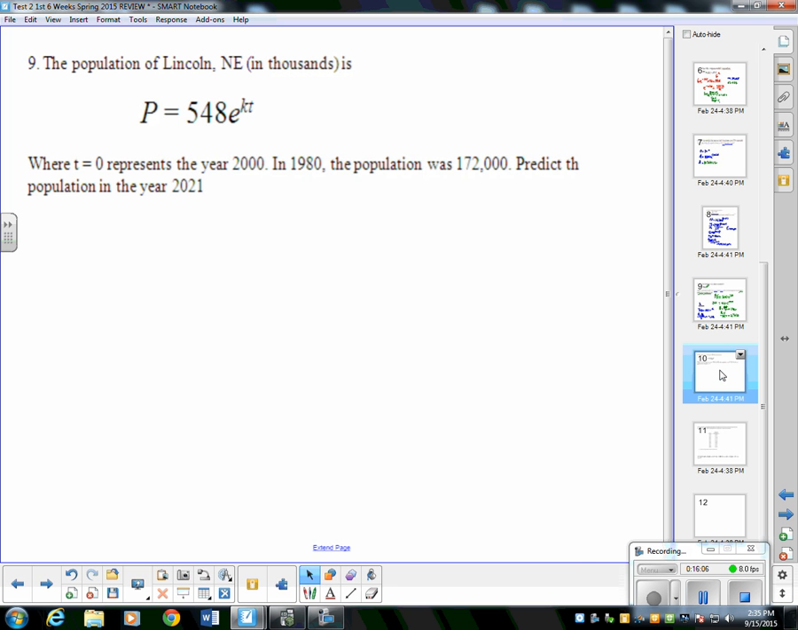So this is much like the previous one. We want to predict the population when t is going to be 21. Now the reason we're using 21 is because 0 represents 2000. 2021 is 21 years past 2000. So for us to solve this, we would have to know what our k is going to be. We don't know what it is right off the bat. But do we have a situation where we have both a time and a population that correspond to each other? We absolutely do. So we can find k off to the side right quick.